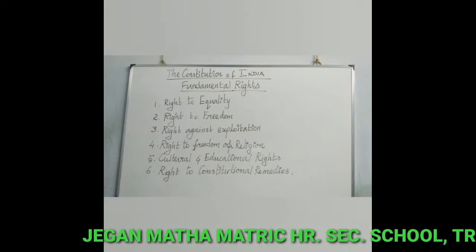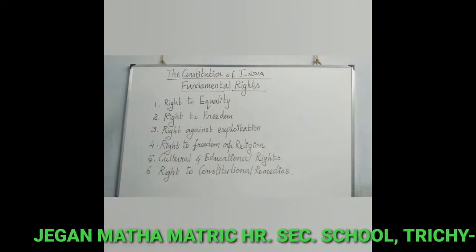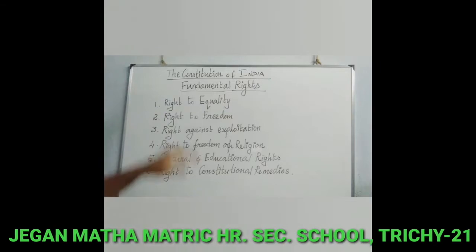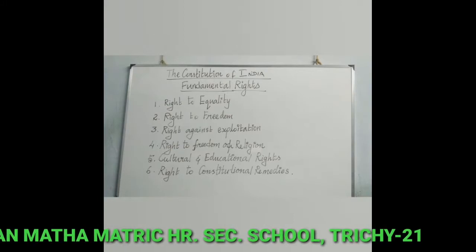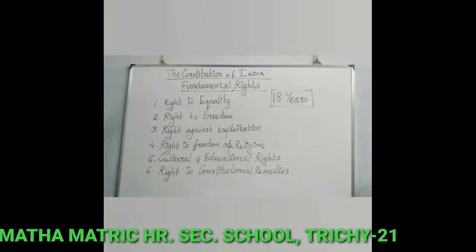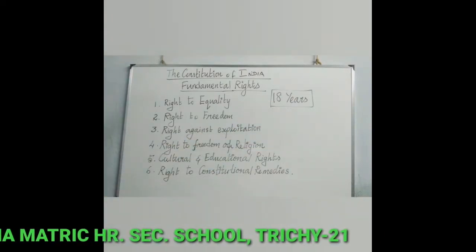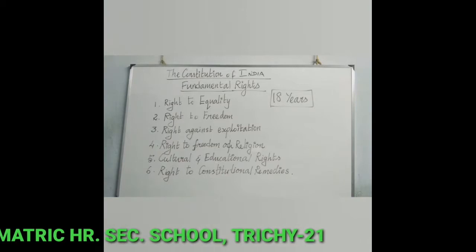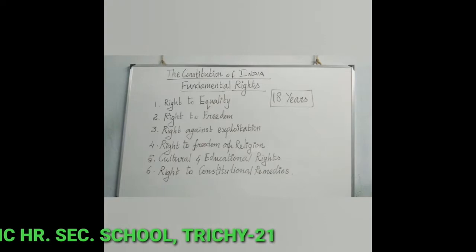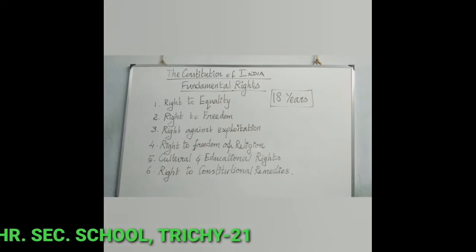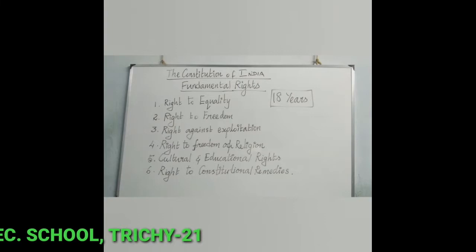Universal adult franchise. Every Indian citizen has the right to vote when they attain 18 years of age, irrespective of any caste, religion, gender or economic status. As well as that, every citizen will have duties too.